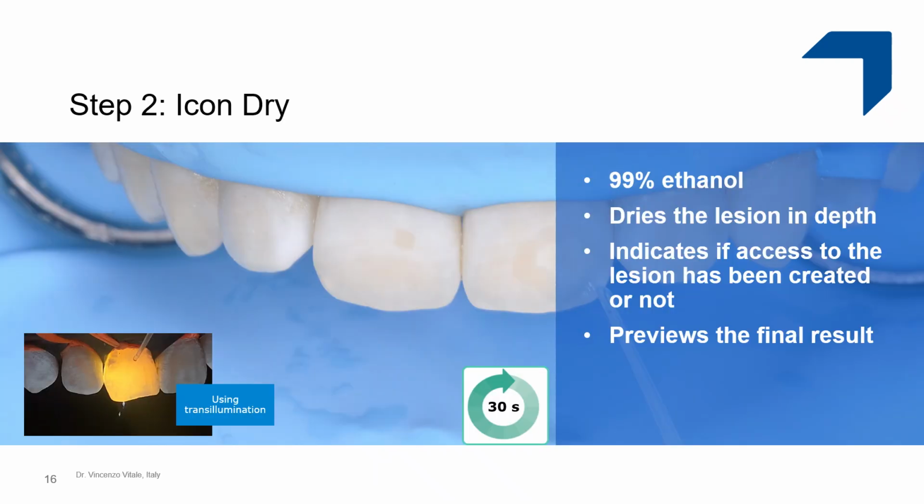Next, apply ICON Dry to the tooth for 30 seconds. Dry the lesion with oil-free, water-free air. This step provides a visual preview of the final result. Assess the color change, and if the lesion remains visible, you can repeat the etching and drying steps up to 2 more times for a total of 3 etching and drying cycles.